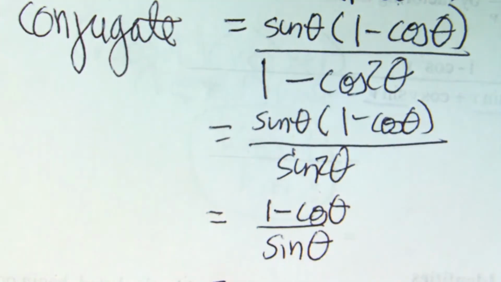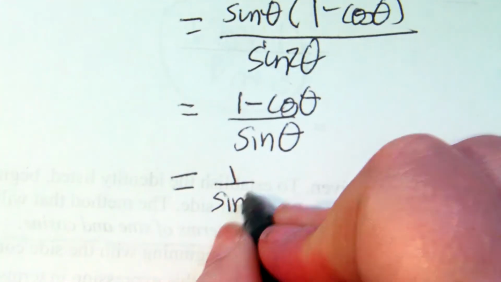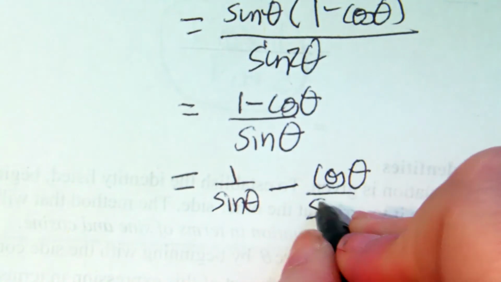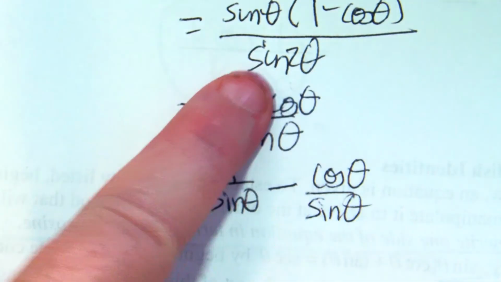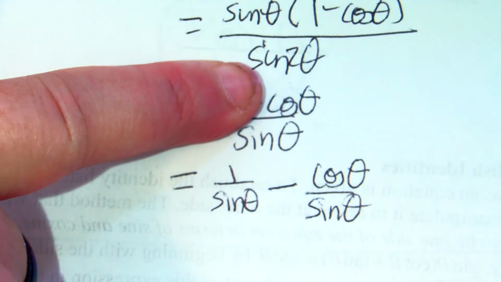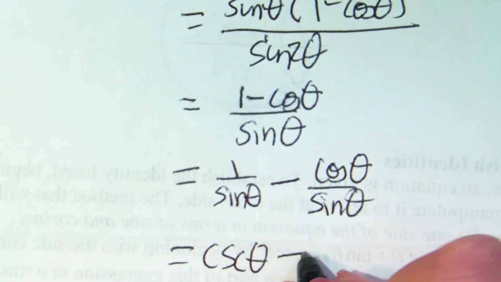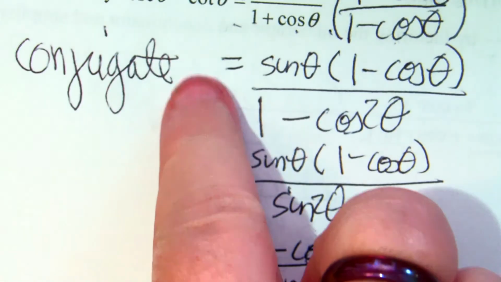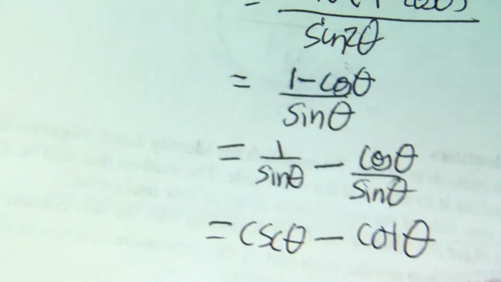And then we're going to separate it into two fractions. 1 over sine theta minus cosine theta over sine theta. 1 over sine is cosecant, and cosine over sine is cotangent. And if you look at the top, that's what we wanted to establish. So it wasn't too hard.